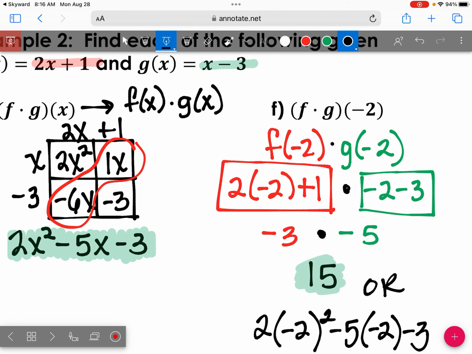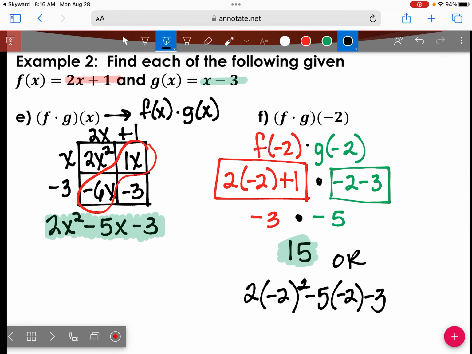So do you get 15 when you substitute in the -2? All right, so both ways we know our answer is 15. Your test is September 6th, your quiz, I should say. And when you see this question, you have two different ways to get your answer.